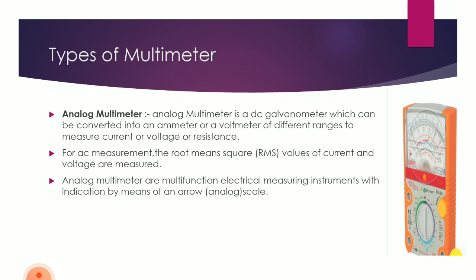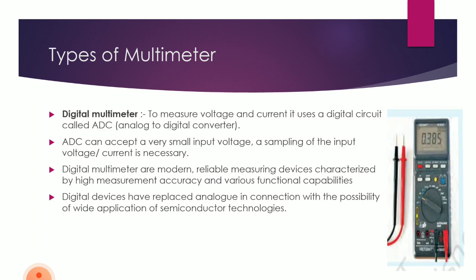And the second type is a digital multimeter. Digital multimeter is an instrument to measure voltage and current. It uses a digital circuit called ADC, analog to digital converter. ADC can accept a very simple input voltage, so a sampling of an input voltage or current is necessary. Digital multimeters are modern, reliable, measuring a device's characteristics with high measurement accuracy and various functional capacities. Digital devices have replaced analog ones in connection with the possibility of wide application of semiconductor technologies.